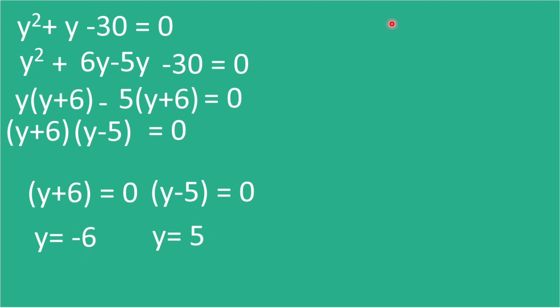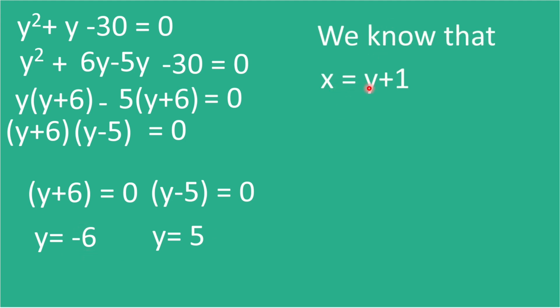Now as we know that x equals y plus 1, as we proved in the start of the solution, we will put the values of y one by one. So when y equals minus 6, we will put y equal to minus 6 in this equation.